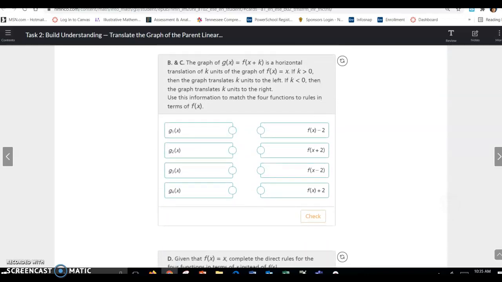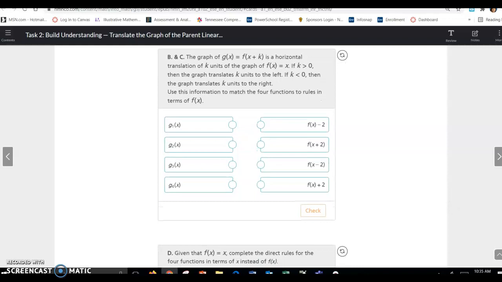All right, the graph of g of x equals f of x plus k is a horizontal translation of k units of the graph of the parent function. If k is greater than 0, then the graph translates k units to the left. And if k is less than 0, then the graph translates k units to the right. Use the information to match the 4 functions to rules in terms of f of x. All right, so you can see g of 1, g of 2, g of 3, g of 4.